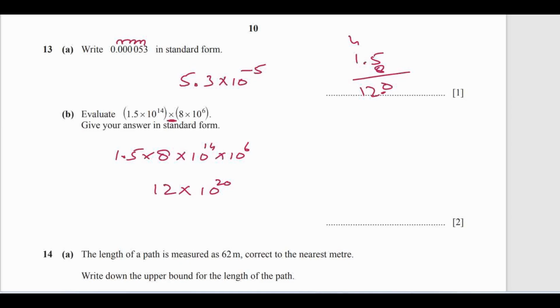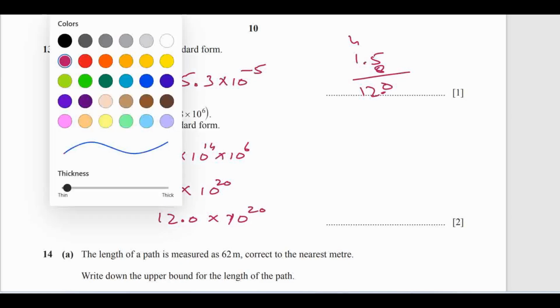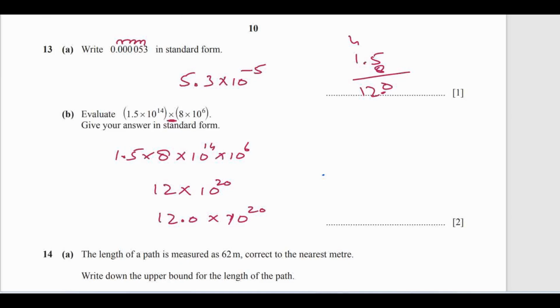Now this is not a standard form, so we have to convert it to make it a standard form. If you write this as your final answer, you will not get full marks. That is why we will shift the decimal 1 unit towards the left side. If we are moving it towards the left side, it means we have to do +1 here. So your final answer will be equal to 1.2 multiplied by 10 raised to power 21.